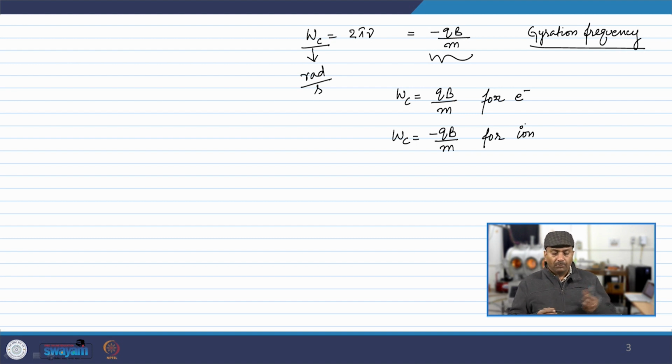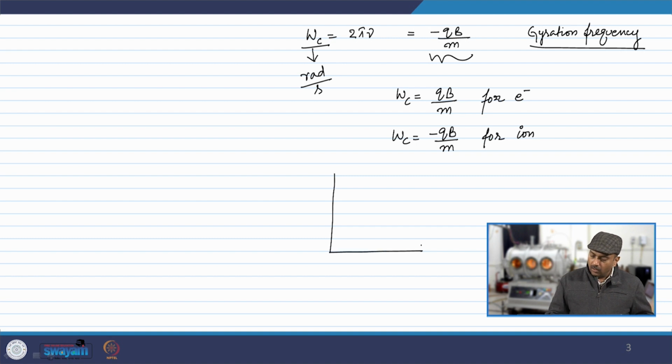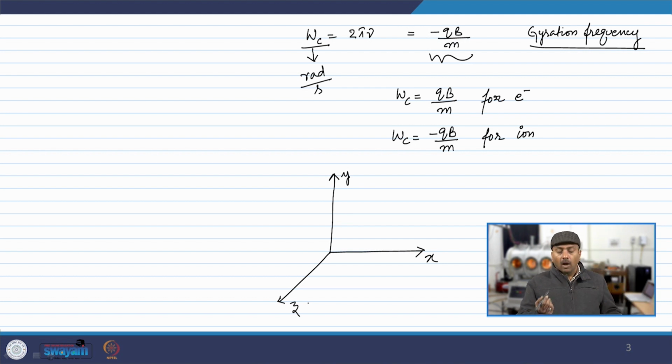For example, we take a coordinate system like this, with x, y and z. So, z is coming out of the plane. Okay. What kind of coordinate system is this? This is a right-handed coordinate system. Okay. Why do we say that?